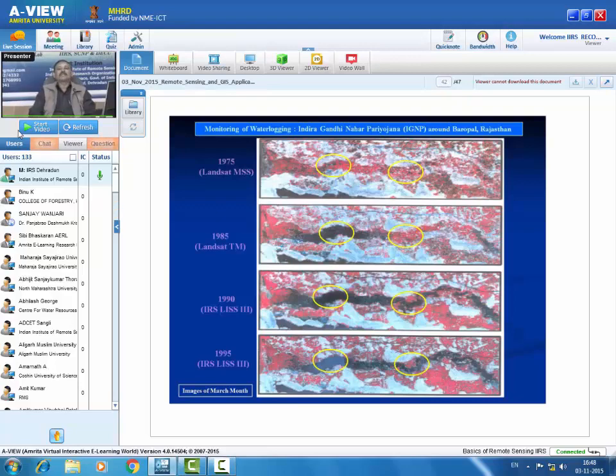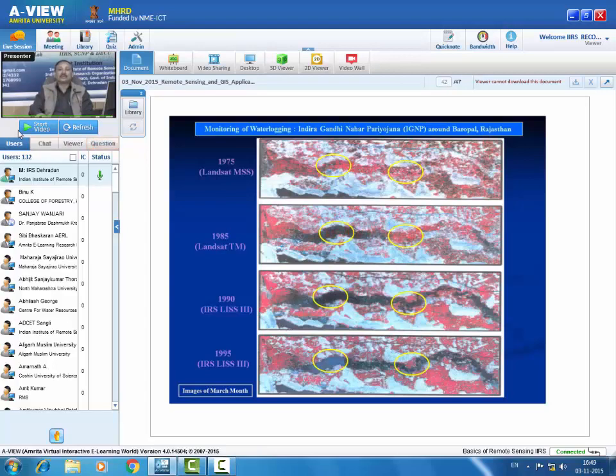Remote sensing data can also be used for monitoring of waterlogged land. Here you can see one example: in 1975 the same area, and in 1995 what appears. You can do the monitoring to see whether waterlogging is increasing or decreasing. You can see in 1975 the waterlogging was less, but after 10 years, in 85, you see the waterlogging condition appearing like a channel.